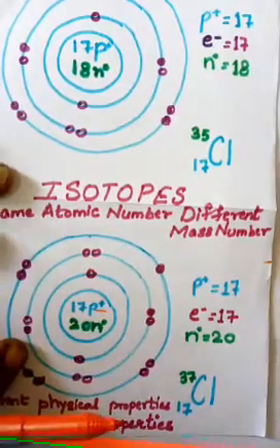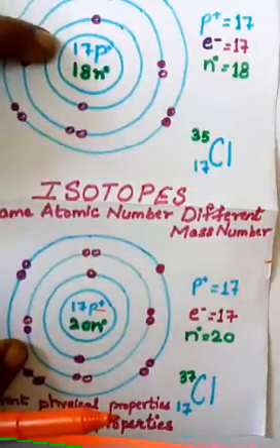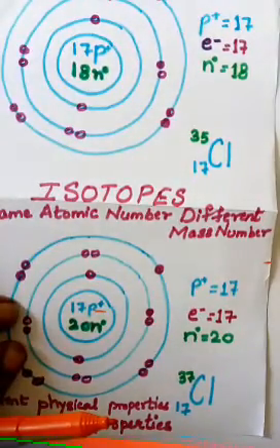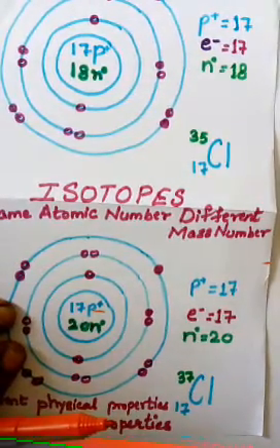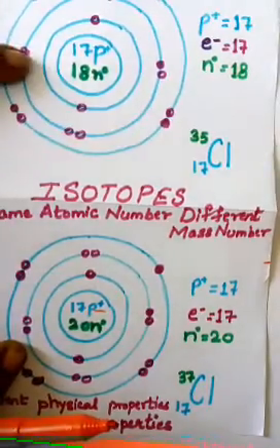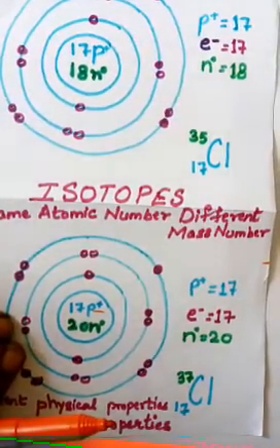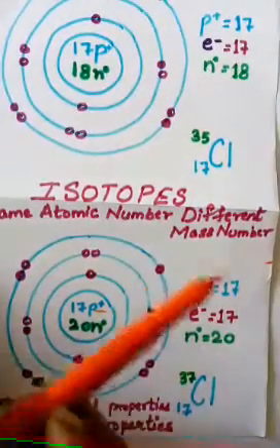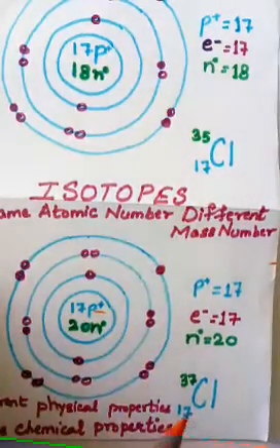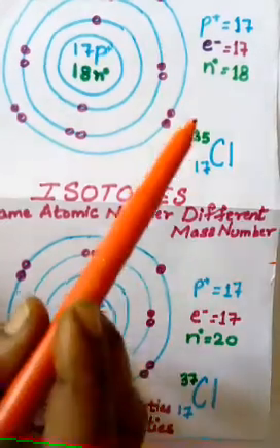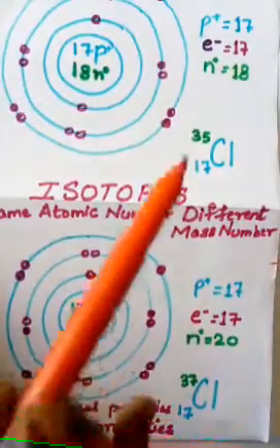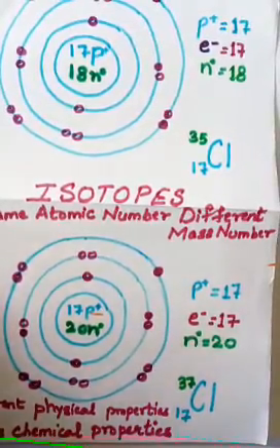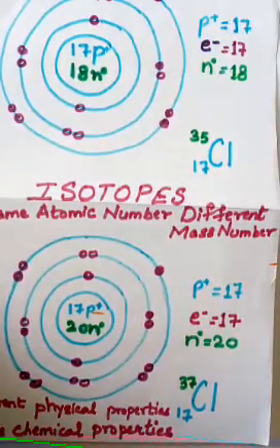So how will I define isotopes? Atoms of the same element. Obviously the element is the same because the number of protons is the same. Atoms of the same element having the same atomic number but different mass number. The mass number is different. Now this different mass number is because of the difference in neutrons.